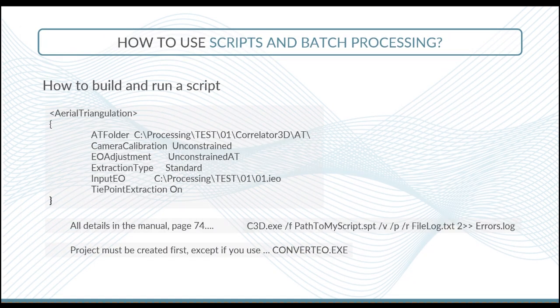So here I'm just reviewing a little bit how to build and run a script. As I said, the script will be built first by mentioning the process, the module you want to run, and then all of the parameters that you will use for this process are specified inside the braces. And in the manual, you have all the information to know how to run the script.